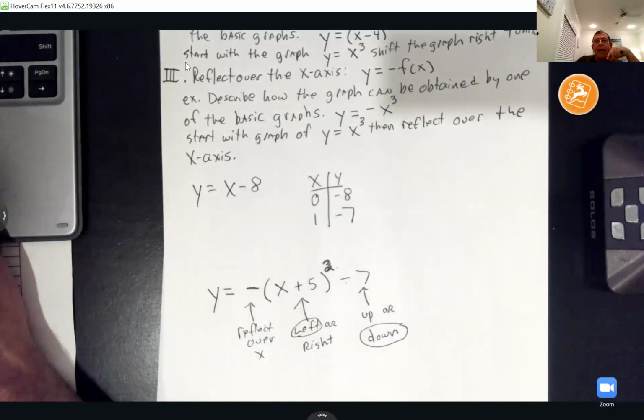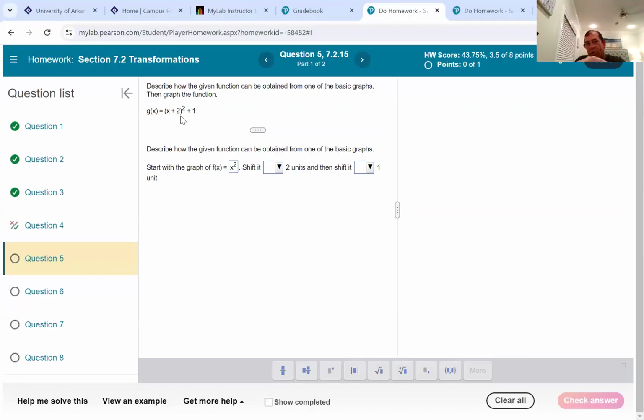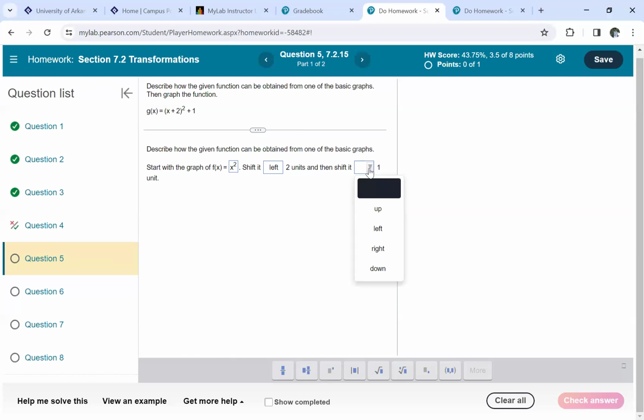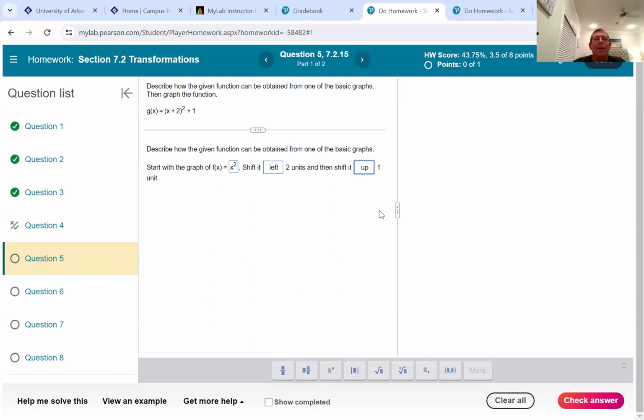So let's go back to that one. Look, I've got a number in parentheses and outside those parentheses. Someone said a while ago that the plus 2 is going to make me go left. Now at the end is a plus 1. What's that plus 1 at the end going to do? It's either going up, left, right, or down. Going up. There you go. Your main thing is you've got to look: are the numbers in parentheses with the x's, or are they just thrown at the end of my function?